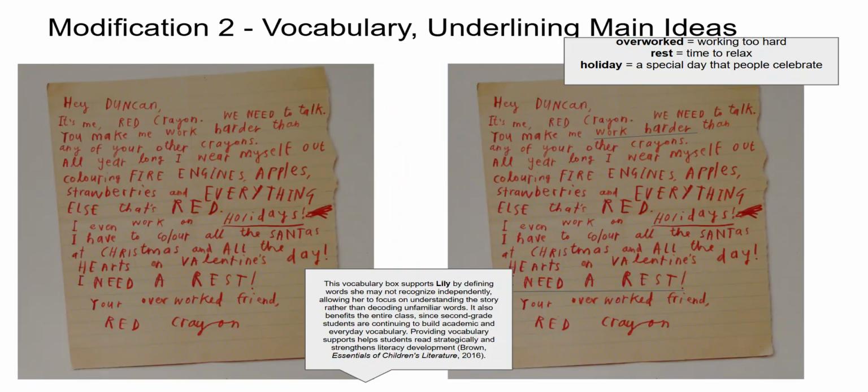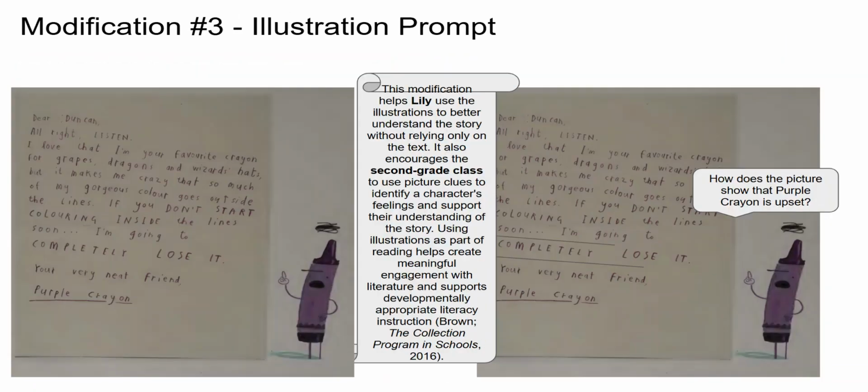The vocabulary box supports the student named Lily by defining words she may not recognize independently, allowing her to focus on understanding the story. And it can benefit the entire class because second grade students are continuing to build their academic vocabulary. So providing that vocabulary can help support all students as they read to be strategic and to strengthen their literacy development. Modification 3 is to add an illustration prompt.